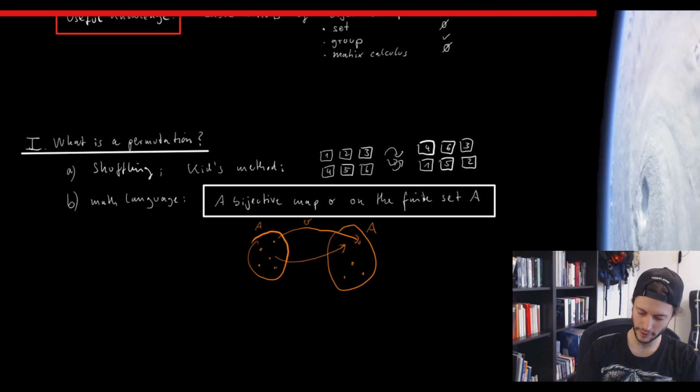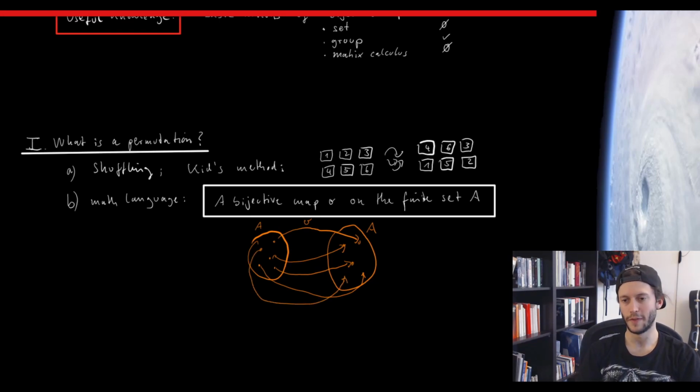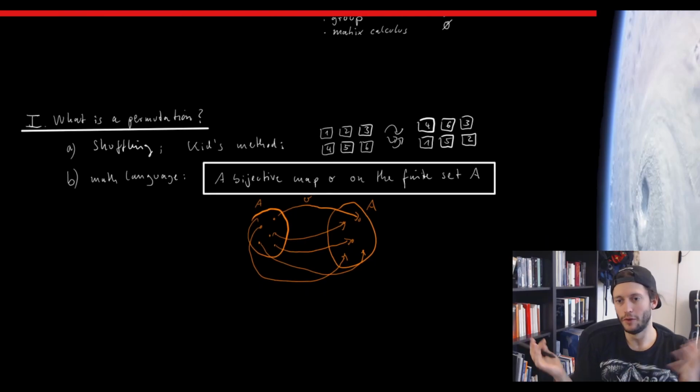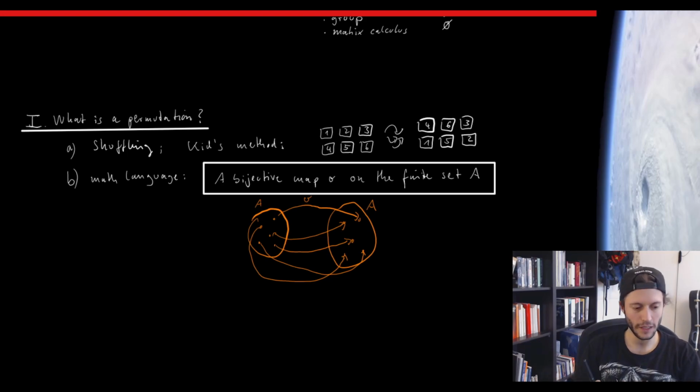It is important that you draw arrows to each point of the image space, but you hit each one only once. That's what a bijective map is. You see directly that you can go back and forth. Each element gets uniquely assigned to another one. So really what a permutation is, it's a bijective map on a finite set. That's all.